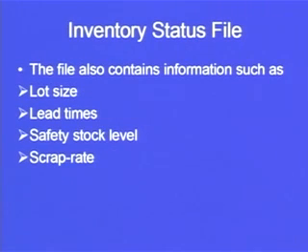The inventory status file also contains the following information: the lot size, the lead times, the safety stock level, as well as the scrap rate. Safety stock level and scrap rate are two new terms coming into our discussion. Safety stock level is a stock or buffer that we maintain when we have an independent demand. If the demand is changing or irregular, sometimes we don't know how many parts or components would be required.